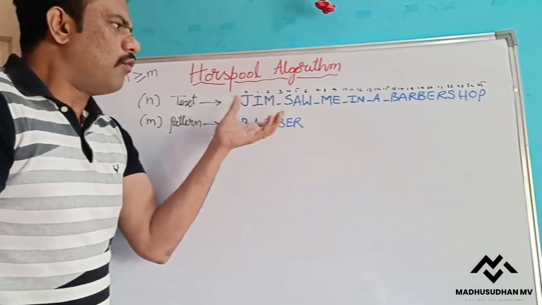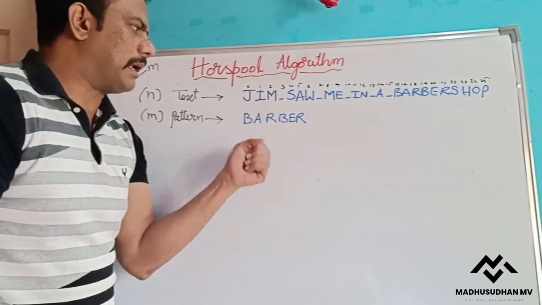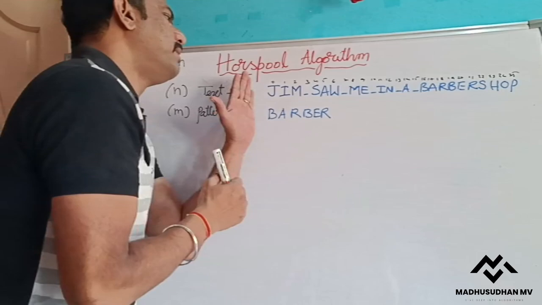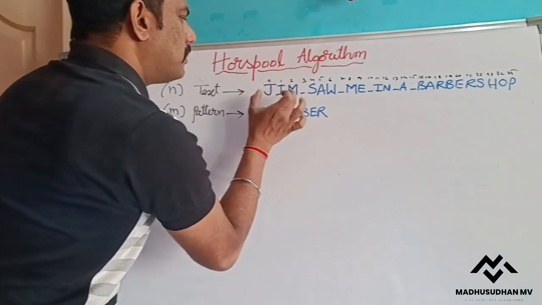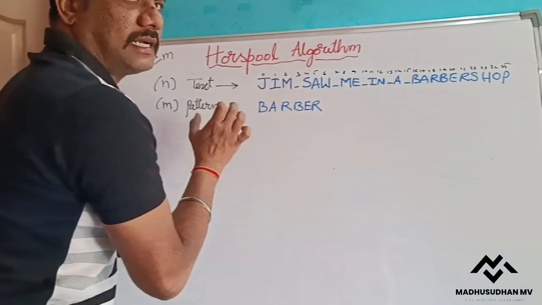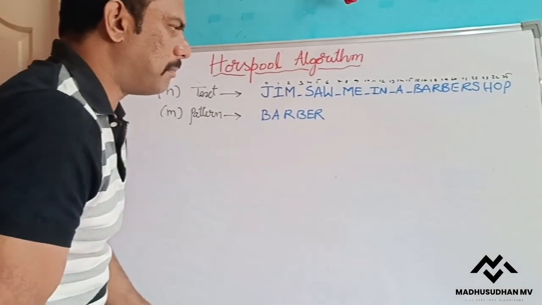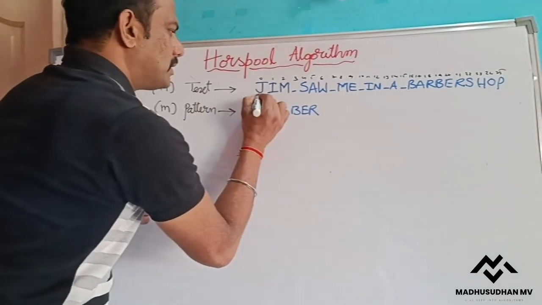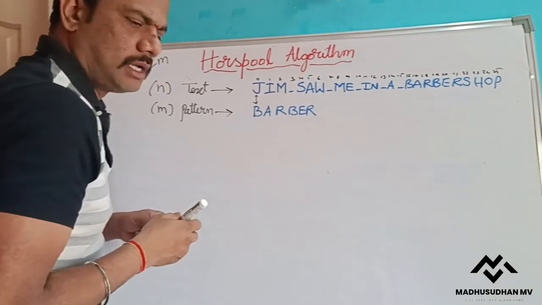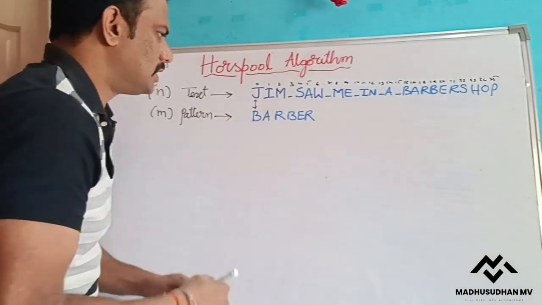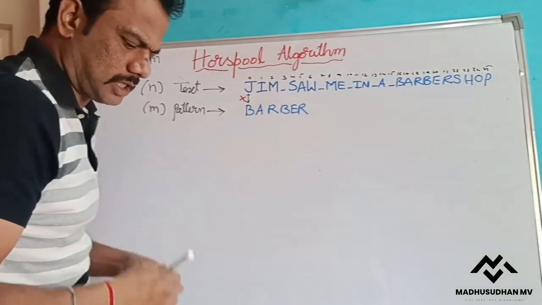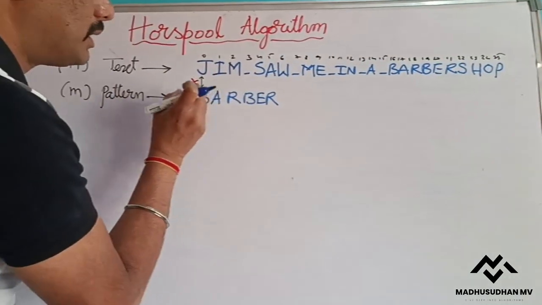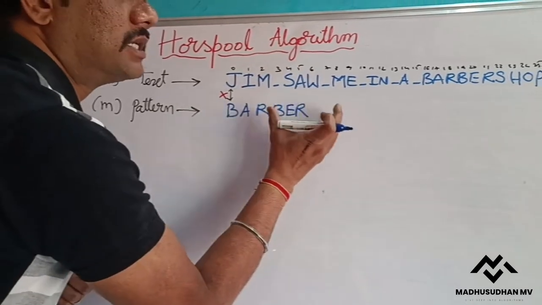Now, how did we solve this string matching problem by applying brute force? We aligned the pattern against the text from the beginning of the text. Now we start comparing the characters from the first character. First I check these first two characters. Does J match with B? No, this is a mismatch. So whenever a mismatch occurs, we shifted the pattern towards its right by one position.